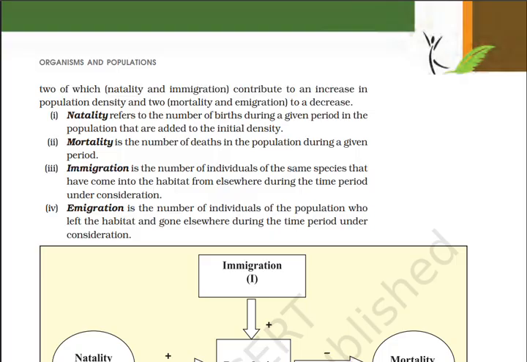two of which, natality and immigration, contribute an increase to the population density, and two, mortality and emigration, a decrease. Natality refers to the number of births during a given period in the population that are added to the initial density. Mortality is the number of deaths in a population during a given period. Immigration is the number of individuals of the same species that have come into the habitat from elsewhere during the time period under consideration. Emigration is the number of individuals of a population who left the habitat and gone elsewhere during the time period under consideration.